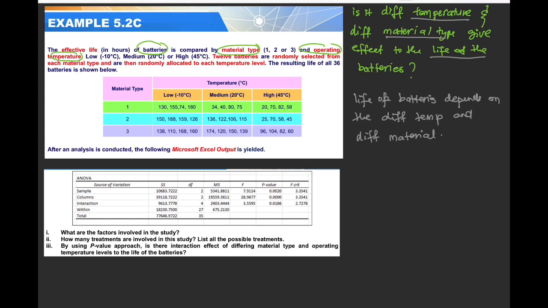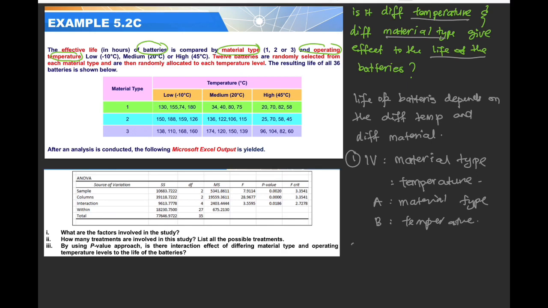So from here, we can know that first, our independent variable is material type and temperature. As we mentioned, from the independent variable, we also can get factor A and factor B. So our factor A is material type and our factor B is temperature. What is our dependent variable? Dependent variable will be life of batteries.